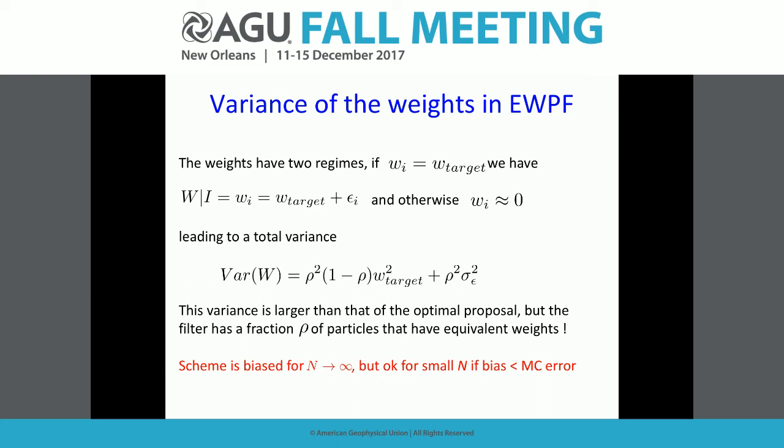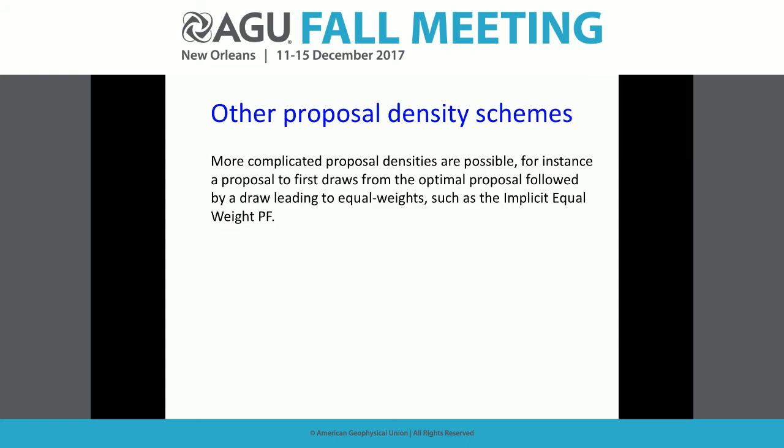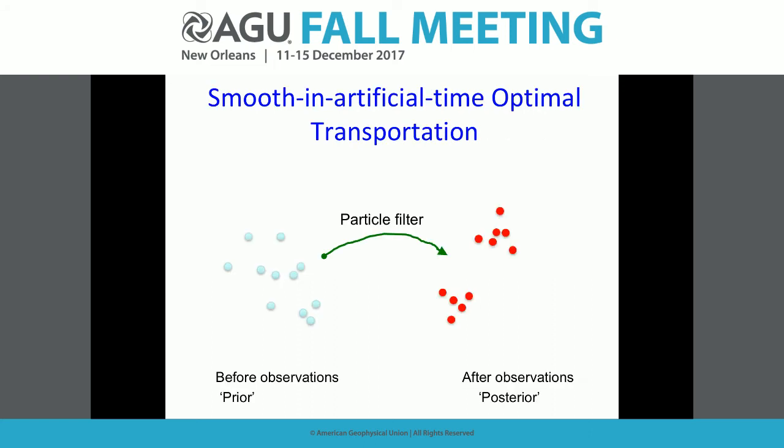still keeping nicely in line with the theory and understanding that the variance of the weights is high, but we have now a scheme that is biased for a very large number of particles, but for a small number of particles, if the bias is smaller than the Monte Carlo error, then we're actually in business. We're doing the right thing. And of course, you can come up with other proposal schemes. I don't want to talk about that. So two-step schemes, etc.